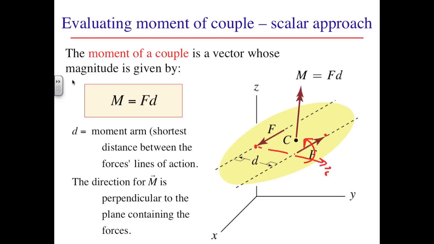Alternatively, I could come over to the line of action on the other side and look towards this force. Again, I'll put the position vector over here and cross that into F. Either one of these is consistent with the direction of the moment that's shown in this figure.